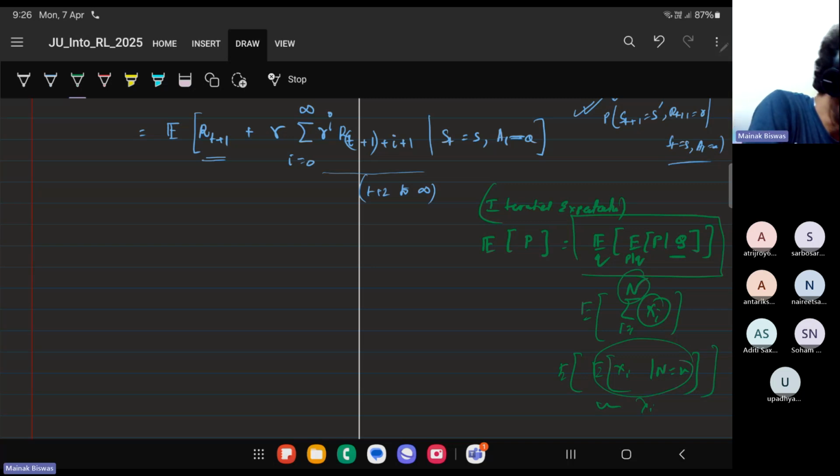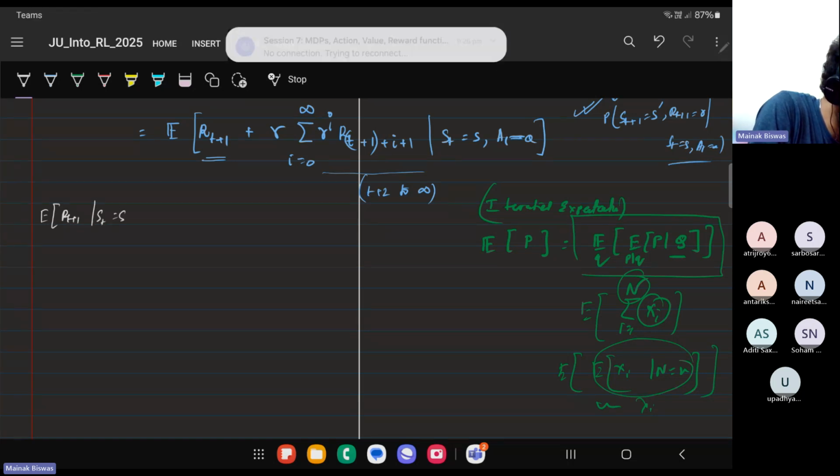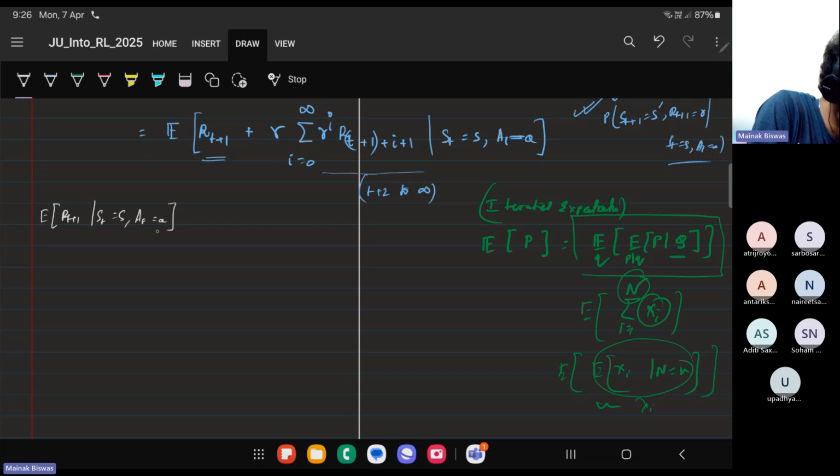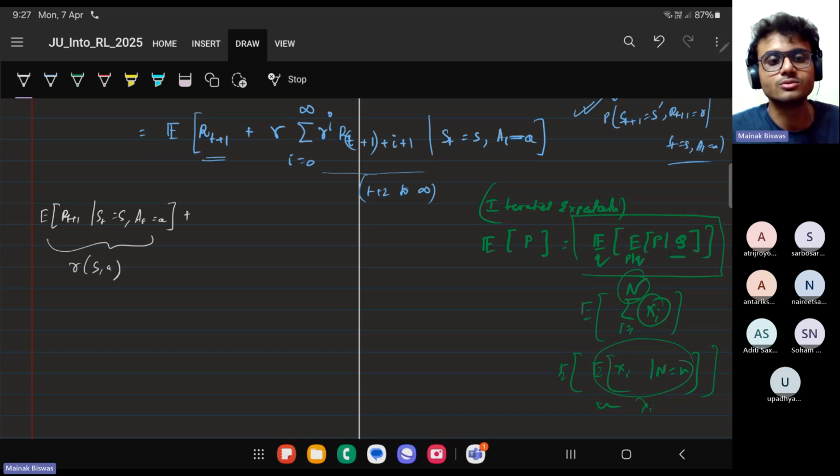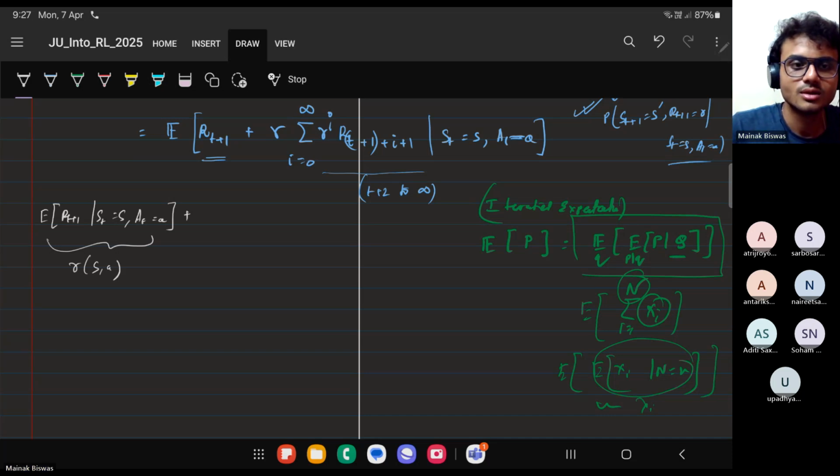Okay. So now, can you tell me what do I condition this on? Which part of this equation do I need to condition? Well, using linearity, as Antariksh was telling me, let me write it down first. R T plus 1 given S T equal to S and A T equal to A. Do you agree that this is already known to us? We have derived this. This is the two variable reward function, yes or no? We derived this.